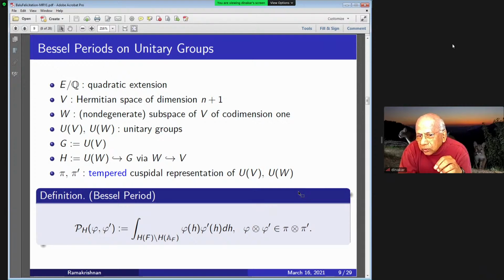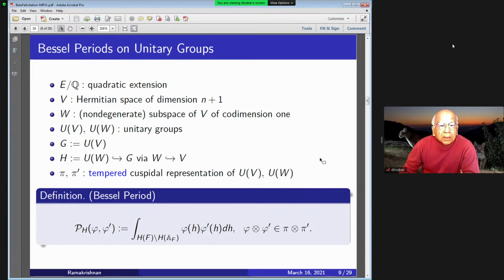If you take U_2 inside U_4, it's next to impossible to study because it's too small in U_4. Okay, so the Bessel period is you just take a cusp form on G and you restrict to H, and then you multiply it by phi prime, which is on H, and then you integrate it. So this period is very important, and that's what comes up for us.